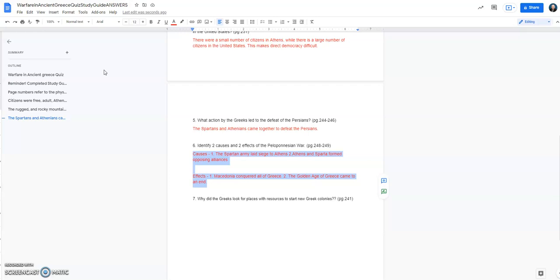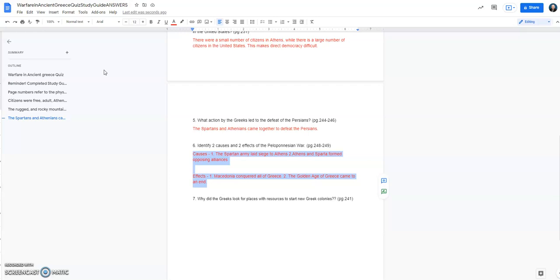So what were the effects of the Peloponnesian War? First, the golden age of Greece came to an end. The golden age is kind of when Greece was at its best. The golden age is when Greece is at the height of its power. They are just the strongest civilization around. That all comes to an end. The Peloponnesian War ends the golden age.